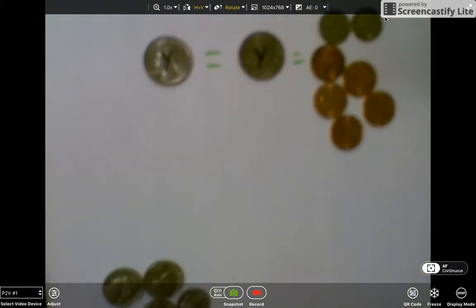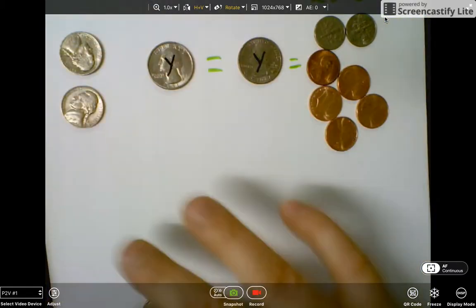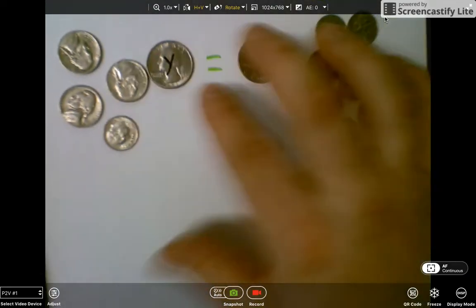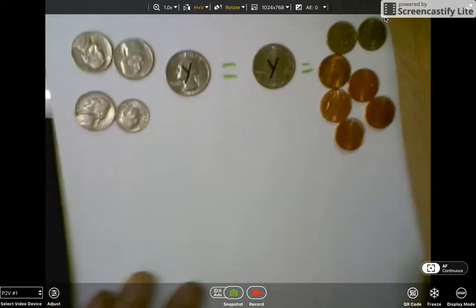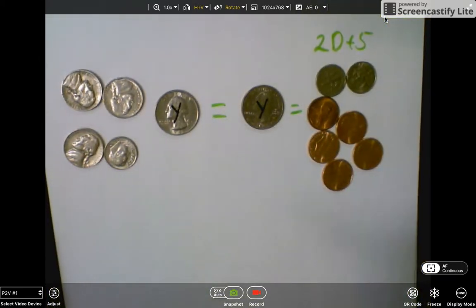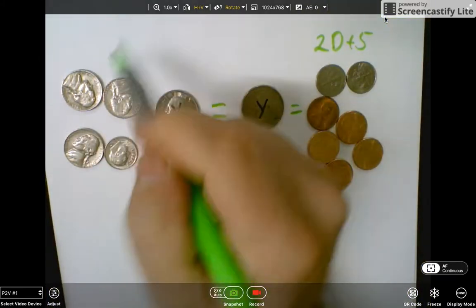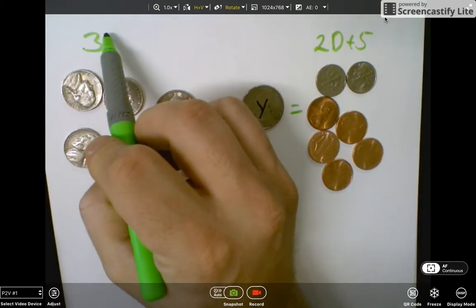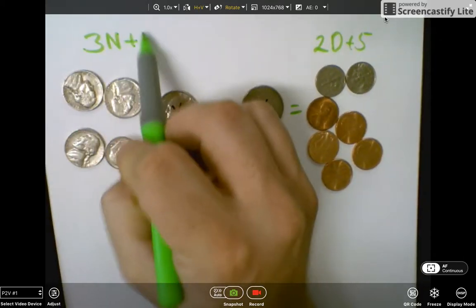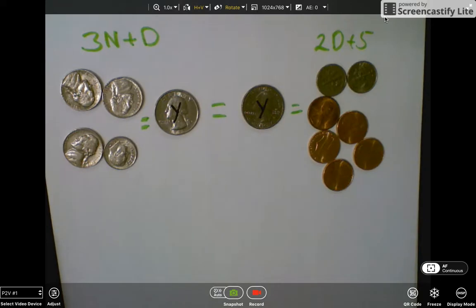And then another way you could make it is if I took 1, 2, 3 nickels, and a dime is also the same thing as a quarter. So now I could write that quarter equals 3 nickels plus a dime. All right, so now we got a lot of money.